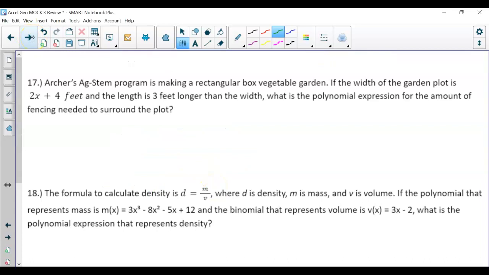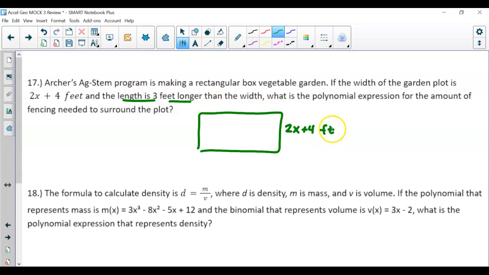So now 17, here we're talking about creating a rectangular garden where the width is 2x plus 4 and the length is 3 feet longer than the width. So with my picture, I'll go ahead and state that this is 2x plus 4 feet because the length is 3 feet longer, which means what are we going to do? Add 3 to the width. So this is now 2x plus 7.